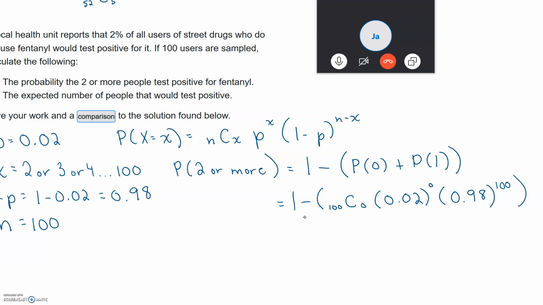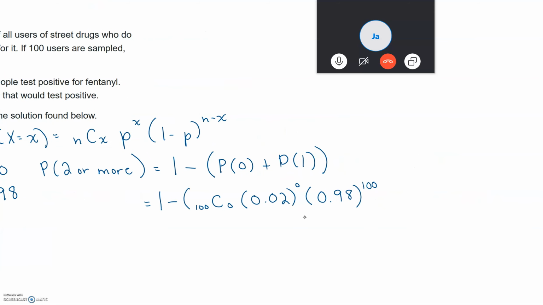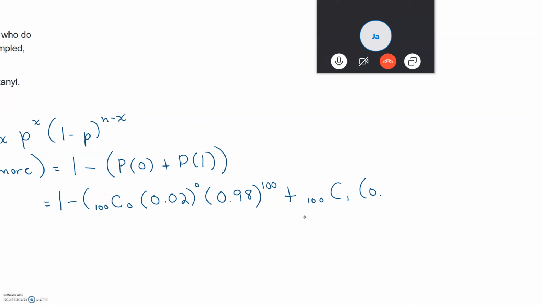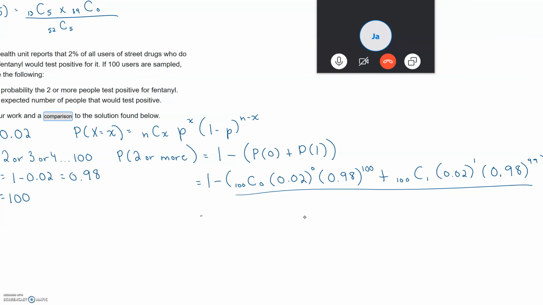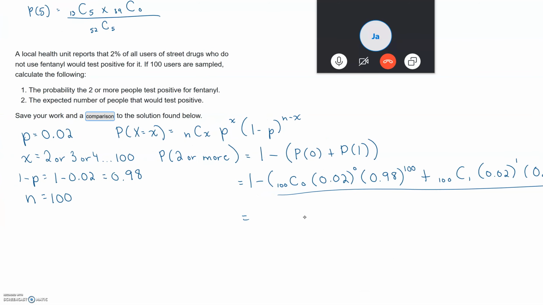Good. So then you don't only do that one, you also have to do the probability of 1. So that's 100 choose 1 this time. Okay. 0.02 to the power of? It would be 1? Yeah. 1 this time. And then 0.98 to the power of? 99. That's right. So you would add up these two probabilities first. And then you would do 1 minus the answer. Yes. Okay. Give me a second here.